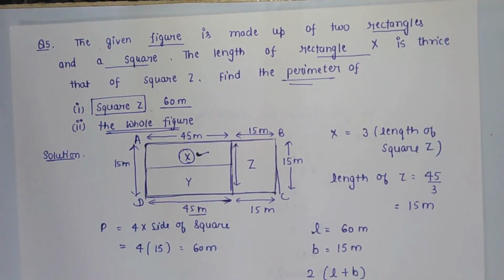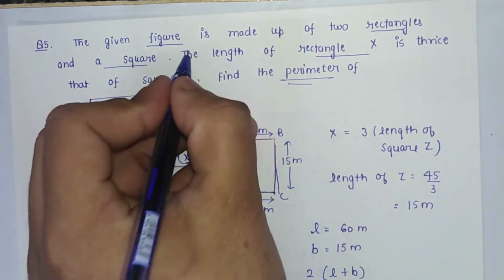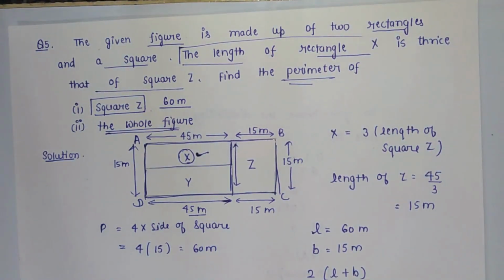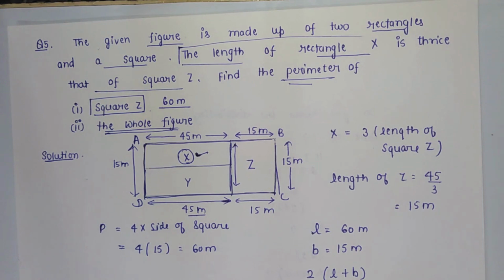So basically what is needed in this question was mainly this statement: the length of rectangle is thrice the length of square Z. From that we calculated the length of a square, and we know from the properties of a square that all sides are equal, and for rectangle also we know that opposite sides are equal. And using those properties we have calculated the perimeter for the square and for the whole figure.